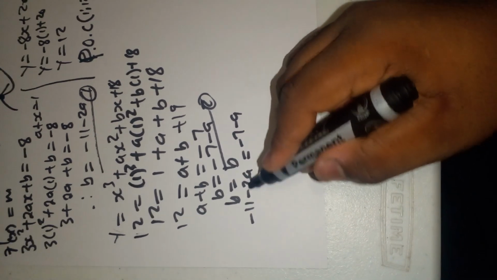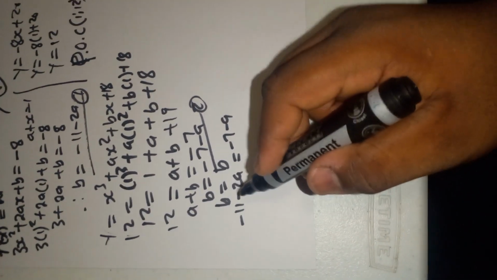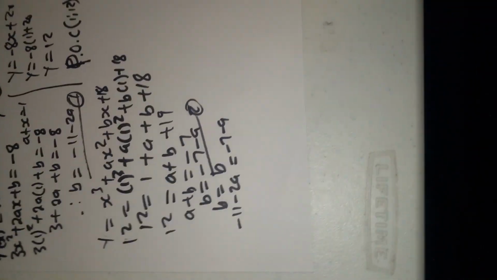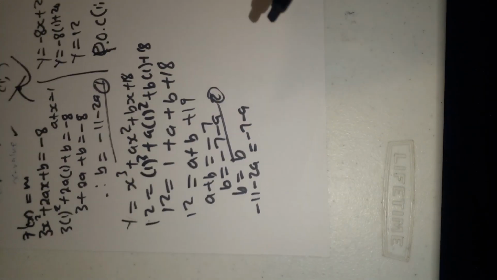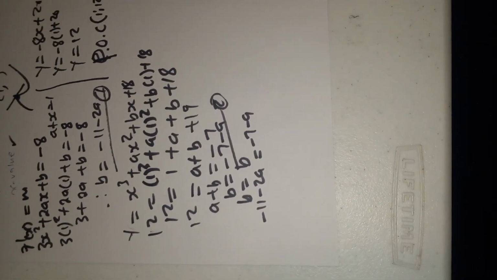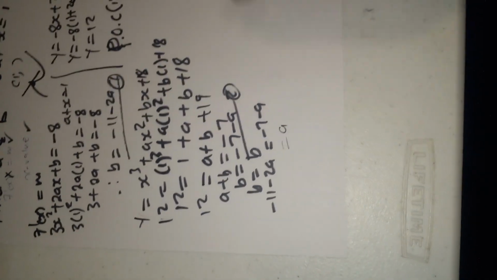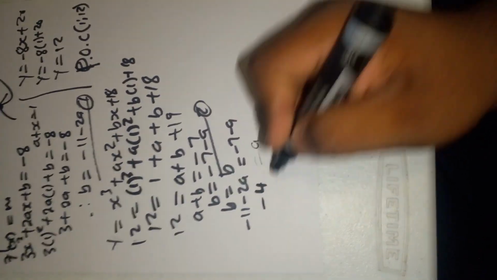And then let's take this 2a to the other side. It will be minus 1 plus 2. So it will be what? Minus 1 plus 2. I can use my calculator because minus 1 plus 2 is positive 1, so a there. So negative 11 plus 7 is what? Negative 4. So my a is equal to negative 4.